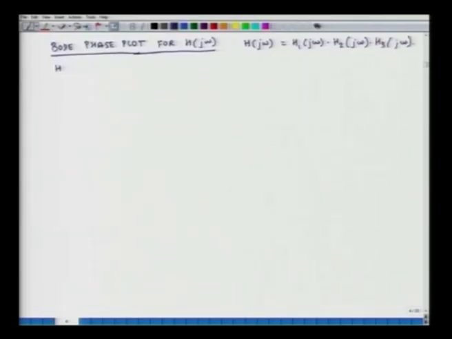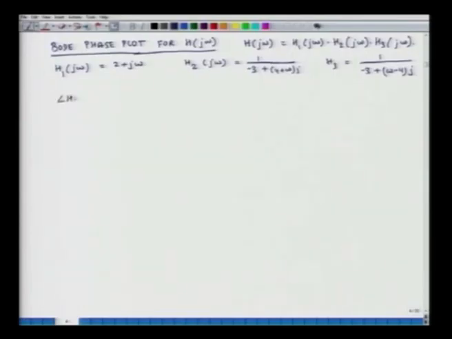And once again, for purposes of clarity, I am going to rewrite the functions. For H1, it is 2 plus j omega. For H2, it is 1 over minus 3 plus (4 plus omega) times j, and for H3 it is 1 over minus 3 plus (omega minus 4) j. So, the phase of all these specific individual functions will be something like this.